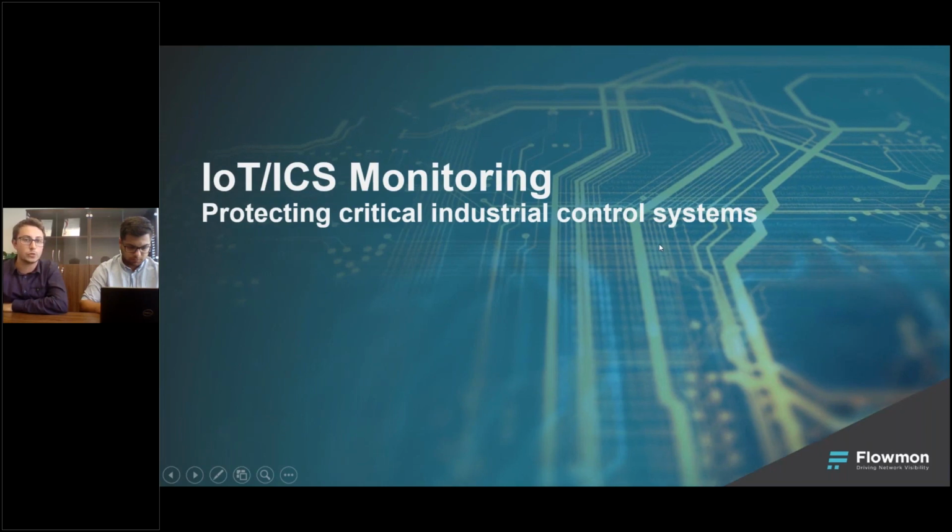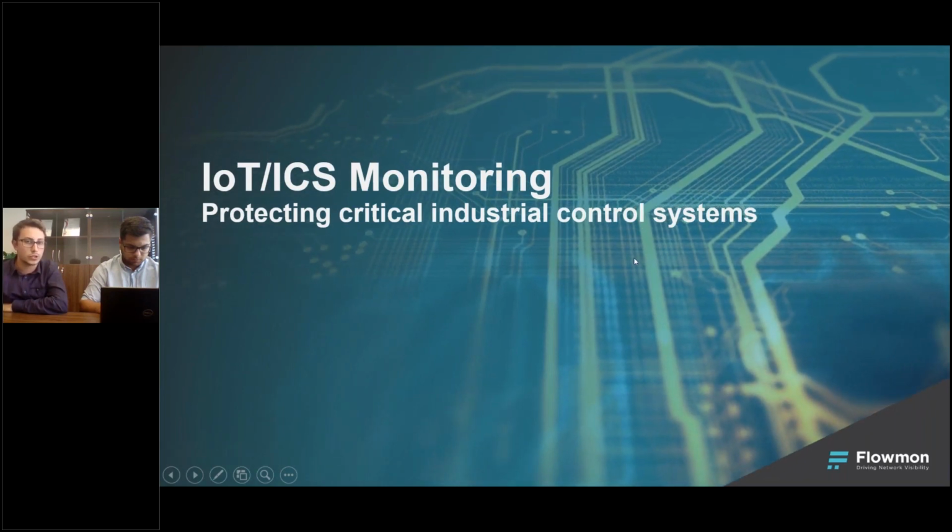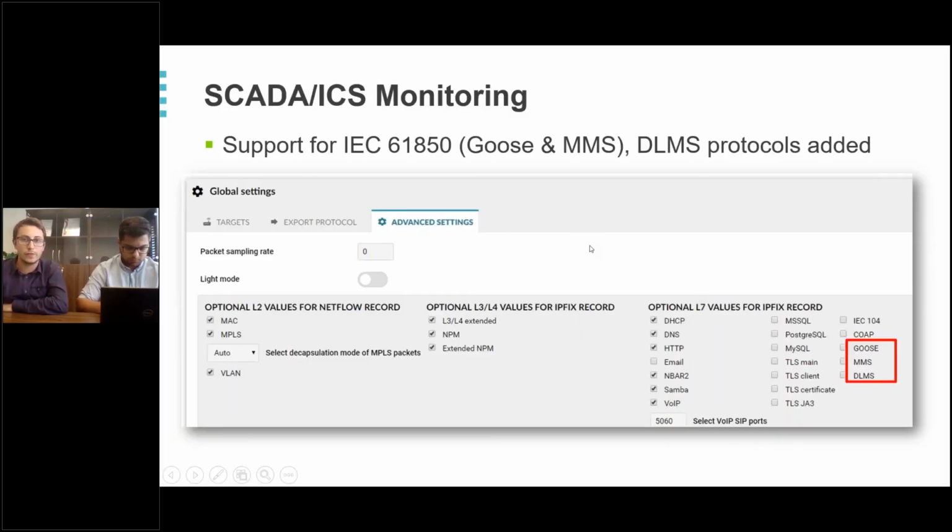Moving to the next topic, that's IoT ICS monitoring, so protection of industrial control systems and SCADA networks. In Flowmon 10.2, we've added support for two new protocols. The first two are based on the IEC 61850 standard, GOOSE and MMS. These protocols are used for energy distribution networks. The MMS protocol is used in smart metering. So these are quite specific protocols used in industrial system monitoring, and we are able to get information from them.